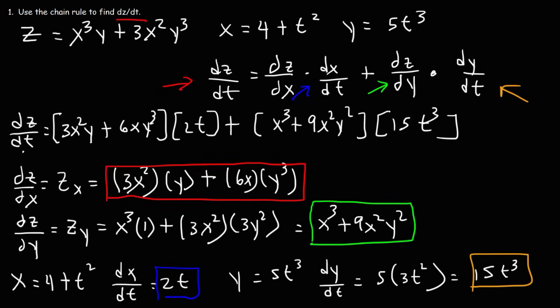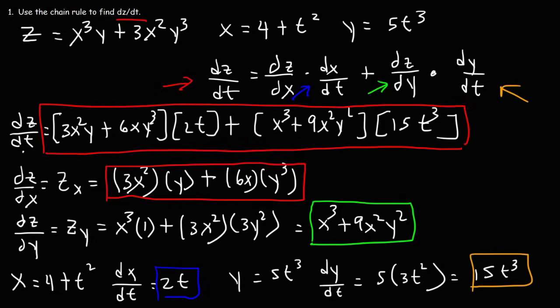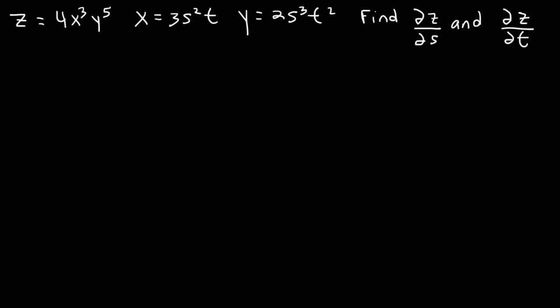So I'm going to leave the answer in this form. But this is it. This is dz/dt. So that's how we could use the chain rule to find it. Now let's move on to our next problem.